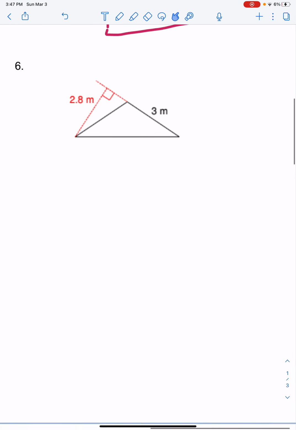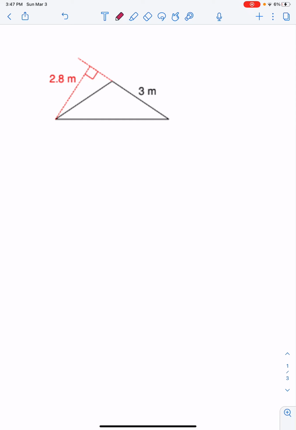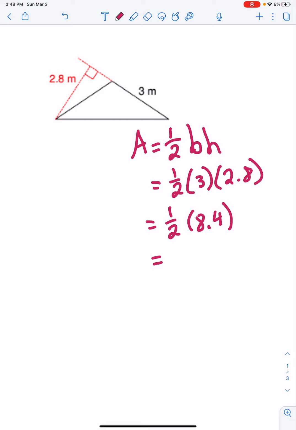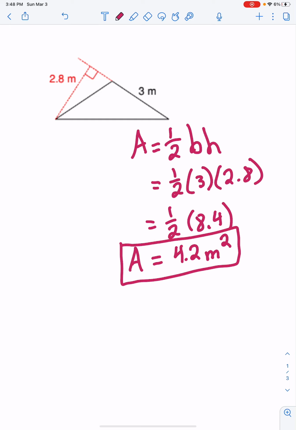Moving on to number 6. All right. Once again, our formula is area equals 1/2 base times height. We're going to multiply our base and our height, and then we're going to divide by 2. Our base is 3, our height is 2.8. 3 times 2.8 is 8.4. We're going to divide that by 2, and our final answer is 4.2 meters squared. The area of the triangle equals 4.2 meters squared.